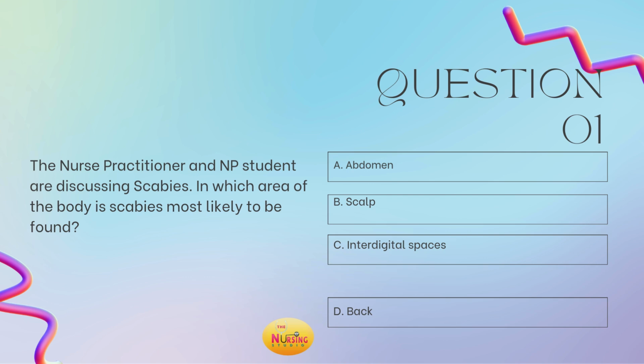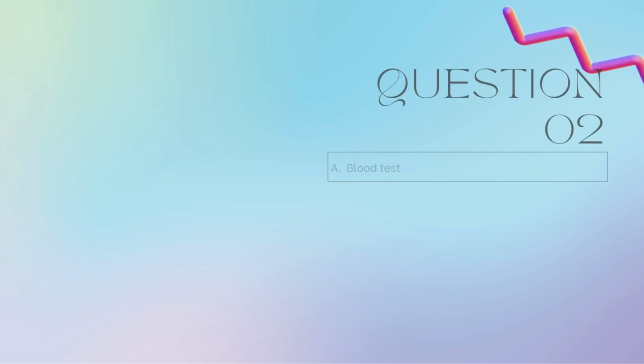Make sure you know that because, again, when I tell you with derm, location, location, location. When you see a question that starts to talk about the webs of the fingers, interdigital spaces, between the fingers, this is classic location and presentation for scabies, okay?